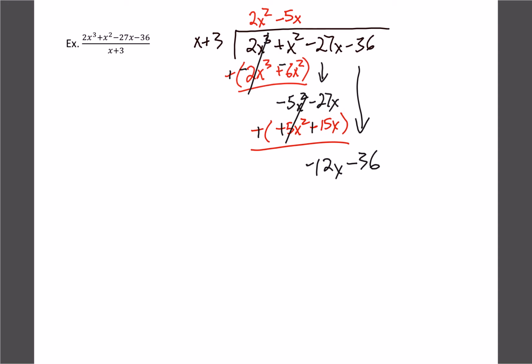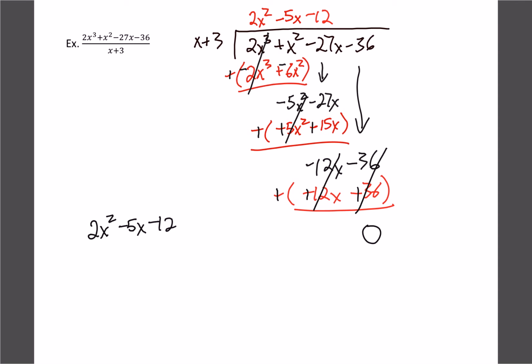How many times does x go into negative 12x? That'd be minus 12 times, so minus 12 times x, minus 12 times 3. Subtract those by doing our opposites, and we get 0 for that and 0 for that. Those ones cancel out. So our division is just our answer with no remainder: minus 5x minus 12.